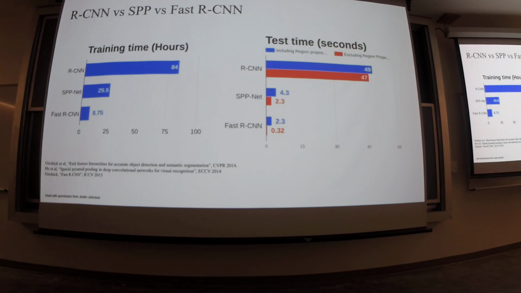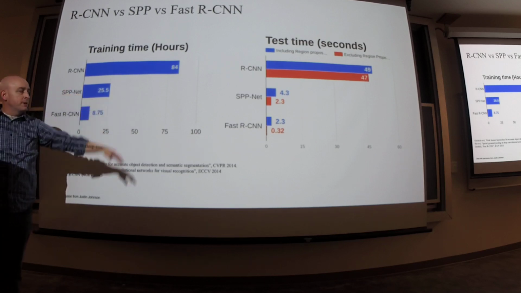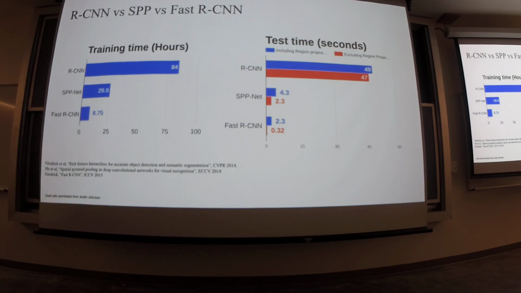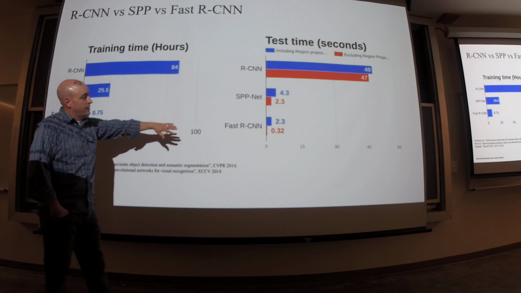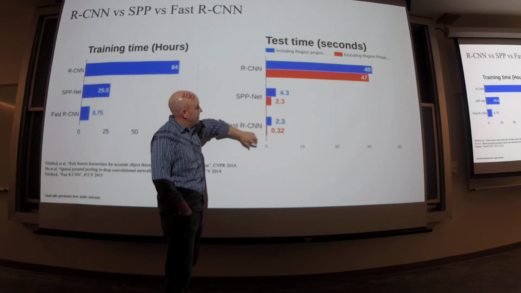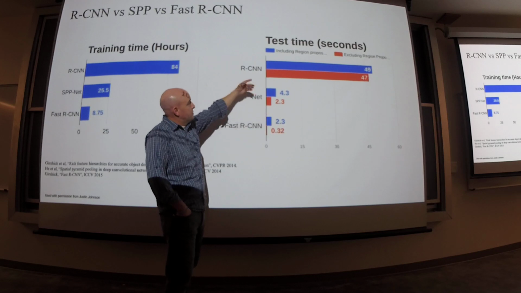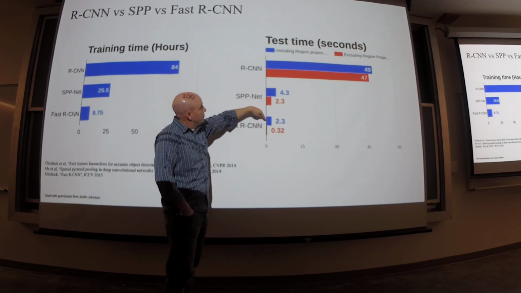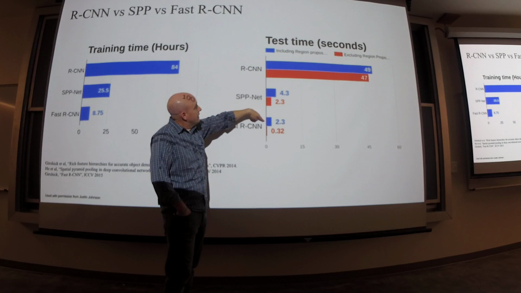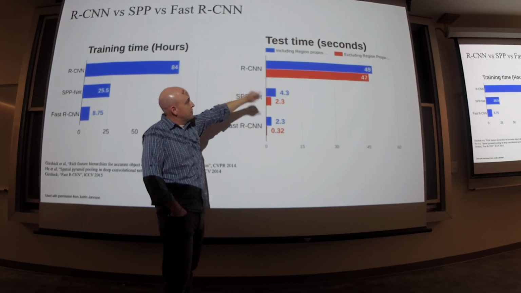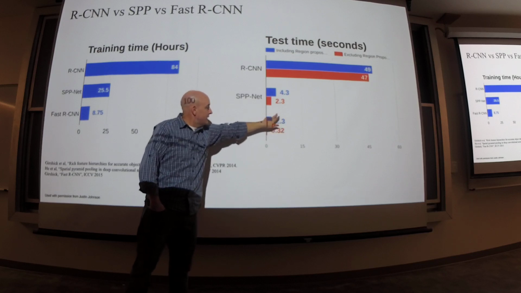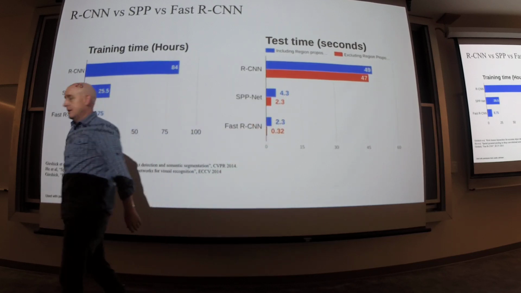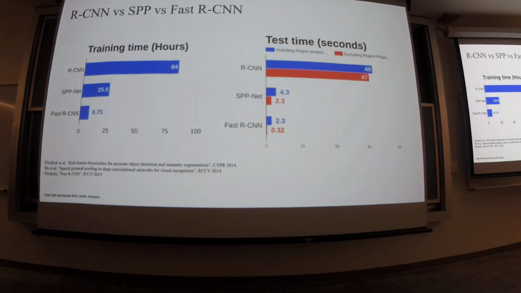Is this really fast? Well, yeah, this really sped things up in terms of training time, about a tenth of the time to train a Fast RCNN than an RCNN. And at test time, the inference time is much, much, much faster. But if you're really optimization crazy, you can see the difference between the blue and the red: inference time including the region proposals and excluding the region proposals. So you can see that the inference time here is still dominated by doing the region proposals.